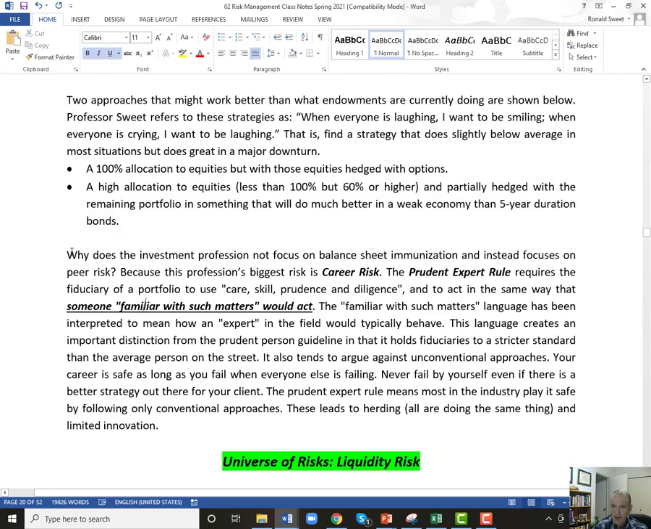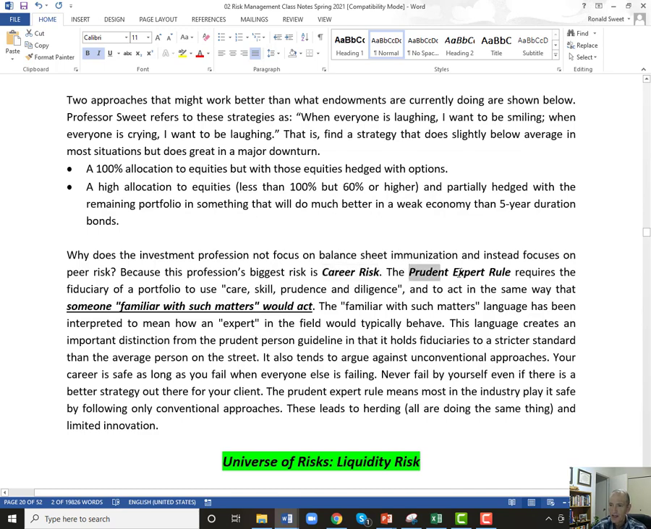So why doesn't the profession focus on balance sheet immunization? Why does it instead focus on career risk? We've already talked about this. That's because the profession's biggest risk is not their client's biggest risk. The client's biggest risk is balance sheet immunization risk. It's asset-liability risk. But that's not what our profession's biggest risk is. Our biggest risk is career risk. Our biggest risk is doing something that everybody else is not doing. That's where our career risks come in.